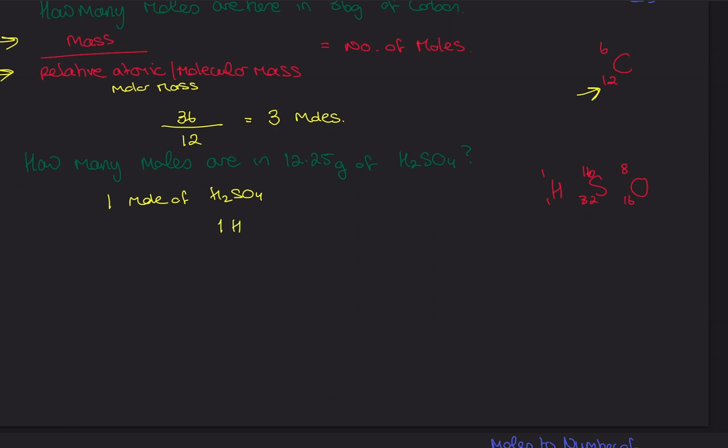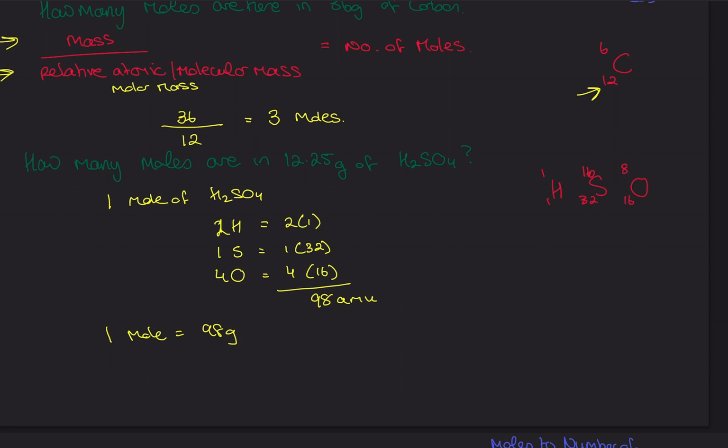So we have 2 hydrogens, 1 sulfur, and 4 oxygens. Okay. So each hydrogen has 1 atomic unit. Each sulfur has 32. And we have 4 oxygens with 16 each. So as a molecule, let's do the little bit of calculations here. This will have 98 atomic mass units. Okay, and if we want to just convert that to 1 mole, that's 98 grams. So 1 mole of H2SO4 is going to weigh 98 grams.